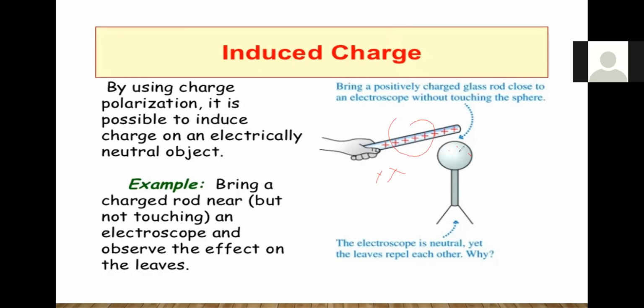So it means you have a negative charge here and a positive charge here. And between those two different kinds of charges, polarization will happen. So this will form a positive pole, and the other will form a negative pole. This is what we call polarization. Each one of them will form a pole.